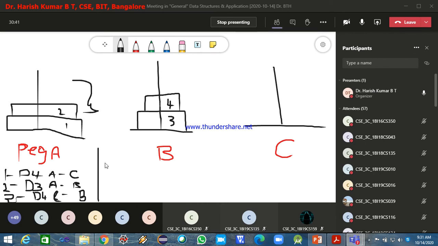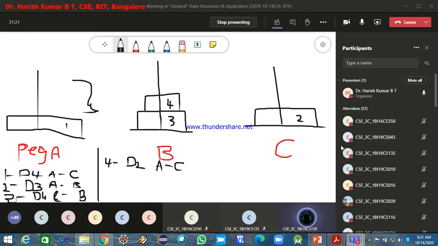Okay, so now in the fourth move you are moving D2 from A to C. Okay, I'll erase this from here. Now I'll shift it to this. This is 2 now. Yeah, what is the next move?